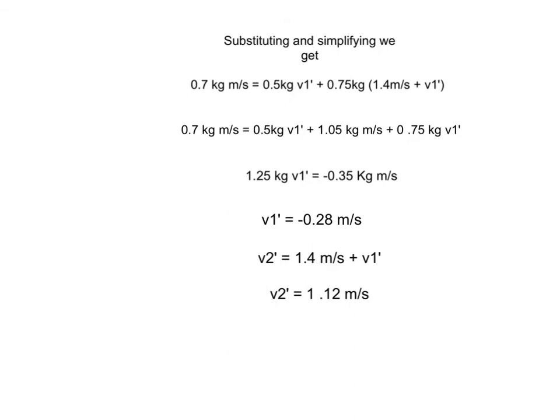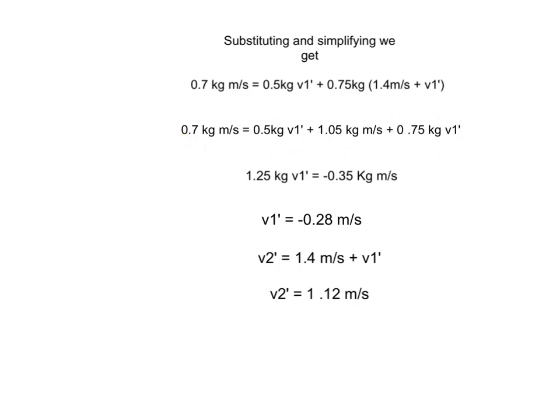Okay, now I want to solve the equation. So what I'm going to do is substitute in for v2 prime. v2 prime from the previous slide was 1.4 meters per second plus v1 prime. So I've substituted that in. And then I simplify by multiplying through the 0.75 kilograms to give me this expression.